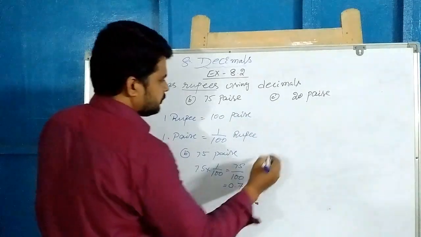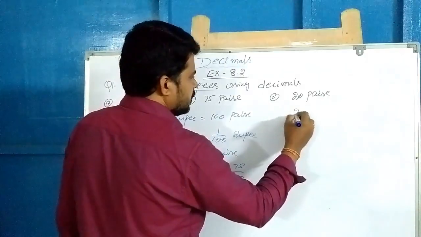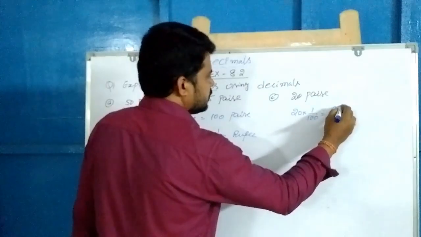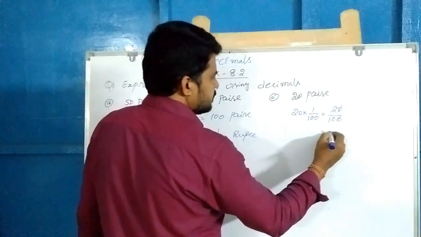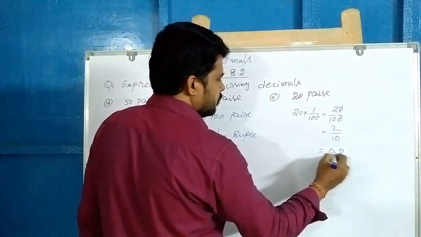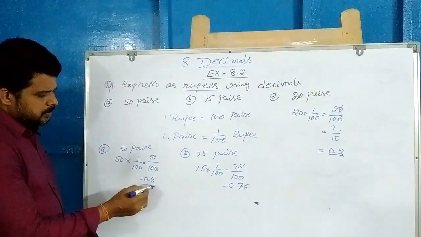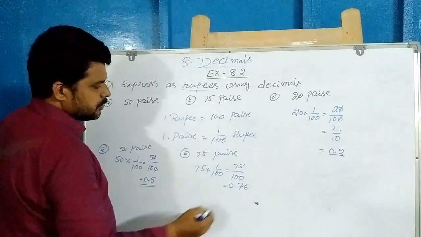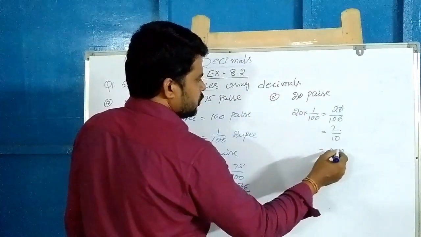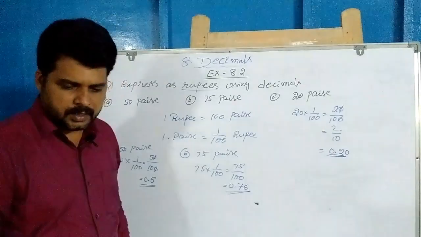Next, C sum, also the same: 20 paisa. 1 paisa is equal to 1 by 100 rupee. 20 paisa, 20 into 1 by 100, is 20 by 100. The 0s cancel, which means 2 by 10, converted into the decimal value 0.2. So 50 paisa converted into rupees is 0.5 rupees. 75 paisa converted into rupees is 0.75 rupees. 20 paisa converted is 0.20 rupees.